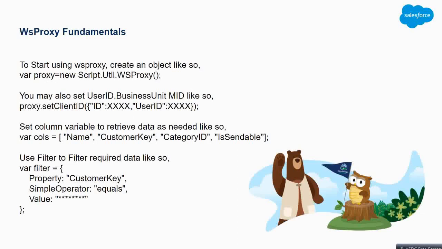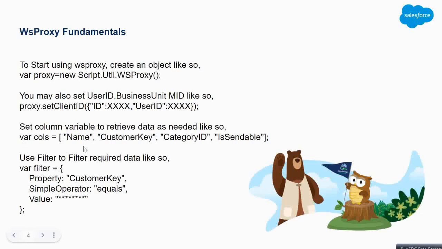Let's say you want to retrieve the list of data extensions from a child business unit. You are in the parent business unit and you want to retrieve data for some other business unit. You can do that. You can set the MID and user ID, and you can pull that data. But one thing to note here: if you are in a child business unit, you cannot pull that data from the parent business unit. You must be in the parent business unit to do that.